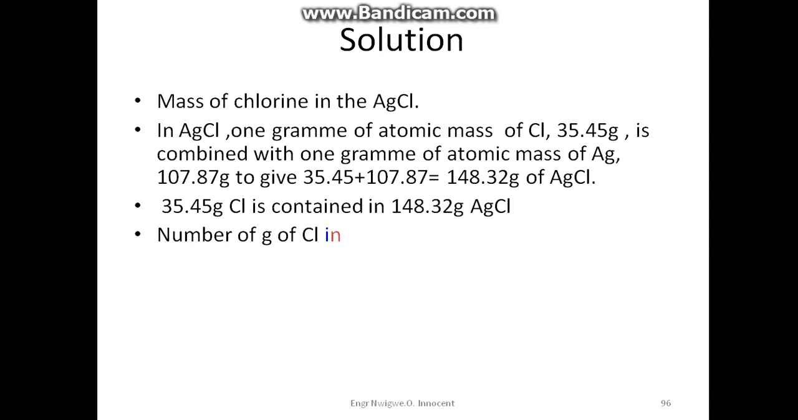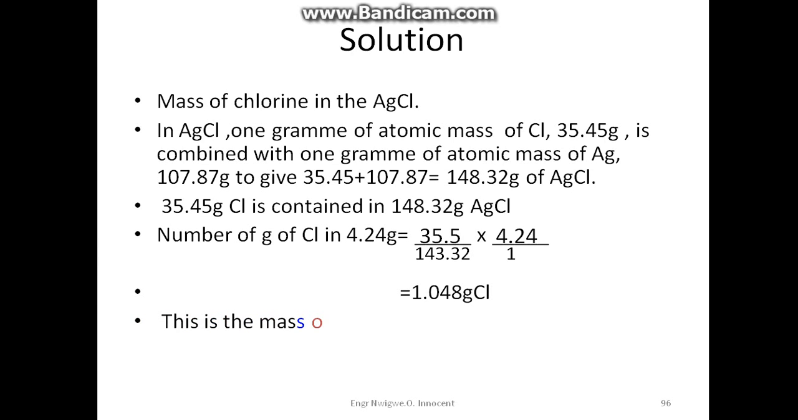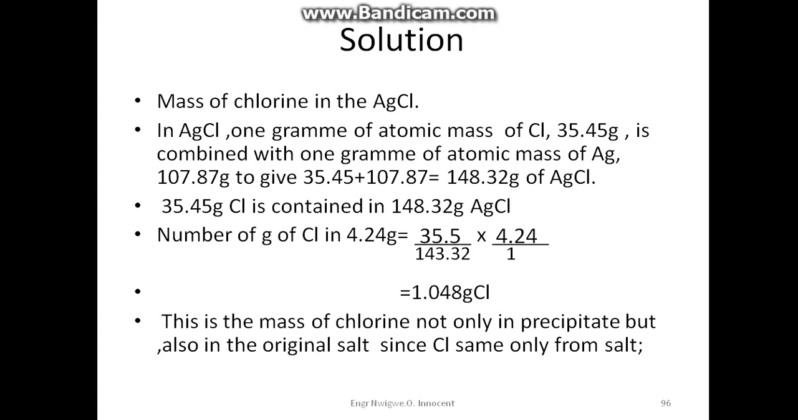Number of gram of chlorine in 4.24 gram is equal to 35.5 over 143.32 times 4.24 all over 1, which gave us 1.048 gram of chlorine. This is the mass of chlorine not only in the precipitate but also in the original salt, since chlorine has only formed salts.